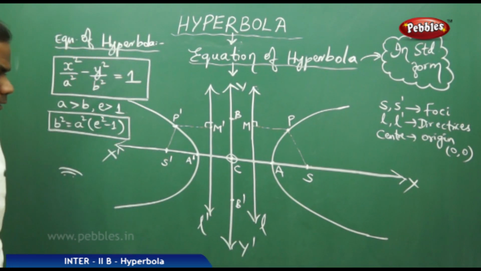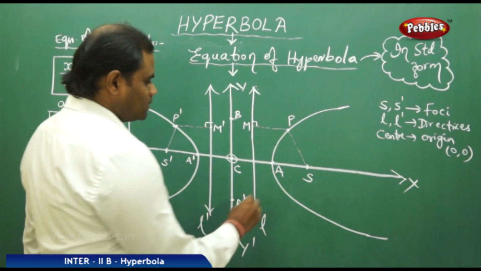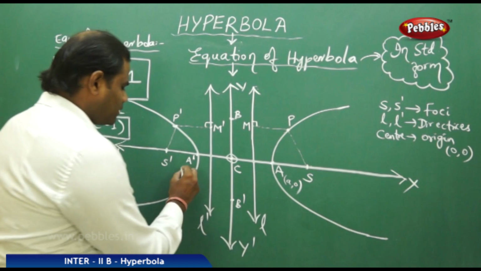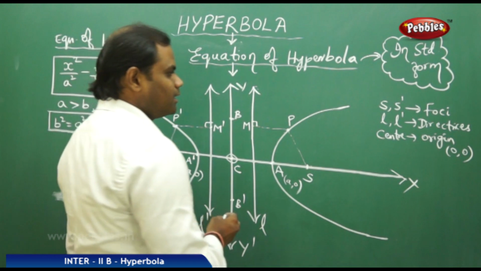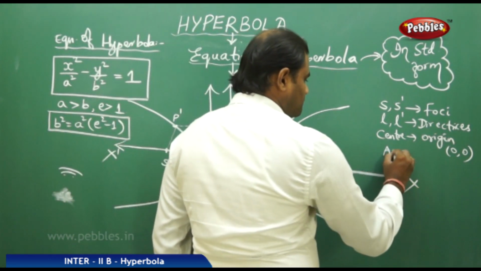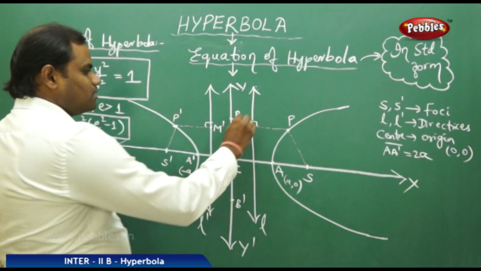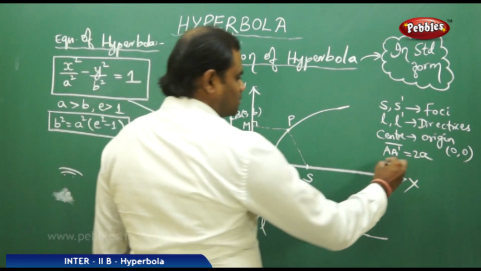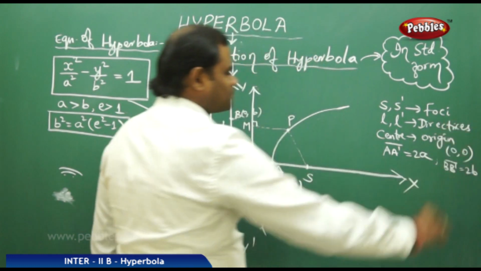Now, the distance A A dash is 2a, which gives me the property that the coordinates of A are (a, 0) and the coordinates of A dash are (minus a, 0), such that A A dash is 2a. And then the coordinates of B are (0, b) and B dash is (0, minus b). Therefore, B B dash is 2b.